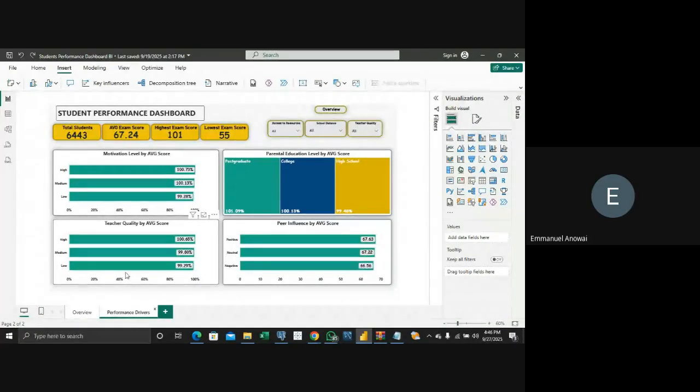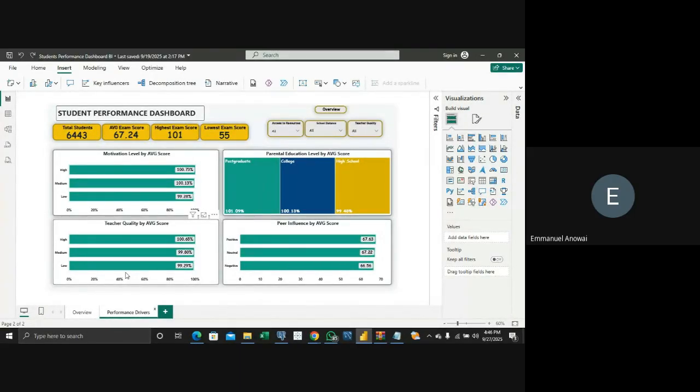This is our performance drivers. We have motivation level by average score. Students with high motivation level scored higher than those with medium and low. Then parental education level by average score. We have parents with postgraduate education scoring 101.09, which is more than the college and the high school.